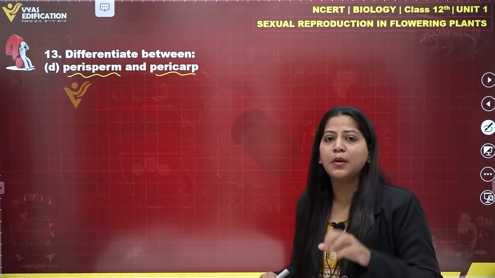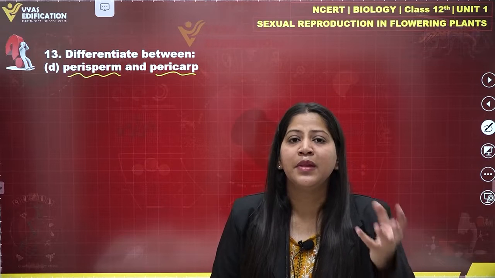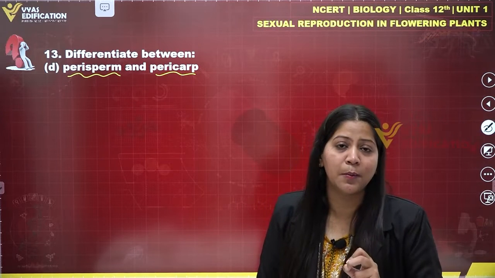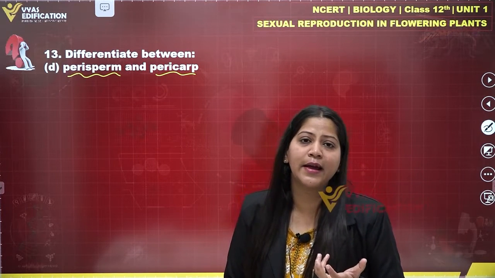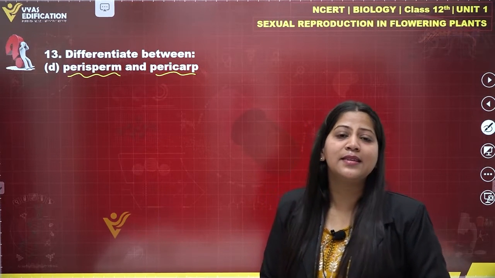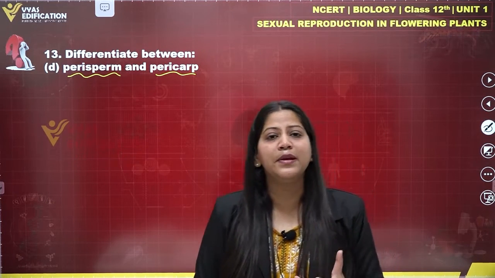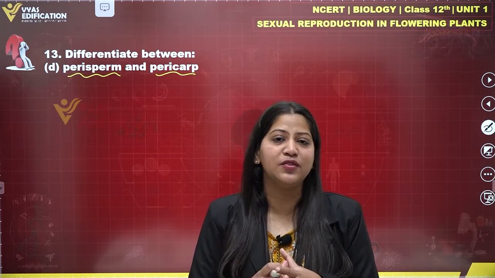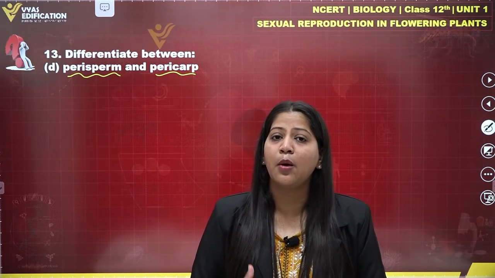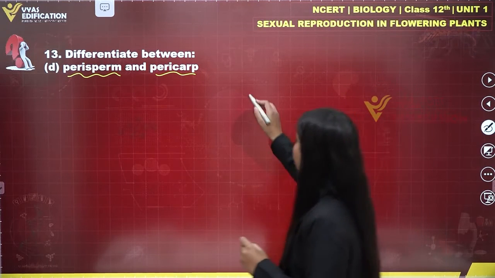So what is perisperm? The persistent residual nucellus in some seeds is known as perisperm. It is present in some seeds like beet or black pepper. Whereas pericarp is the ripened wall of a fruit, the outer covering of a fruit, which is developed from the covering of the ovary.